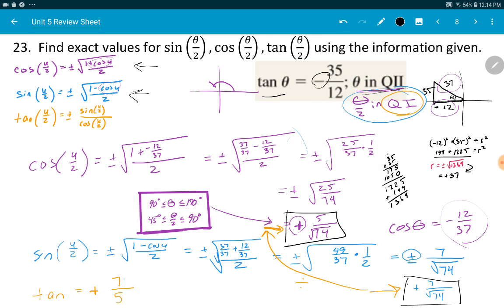Okay, so that was relatively easy. This should be tangent of u over 2. Since it was easy to simplify sine over cosine, I don't have to worry about the half angle identity for tangent. I just applied sine over cosine.